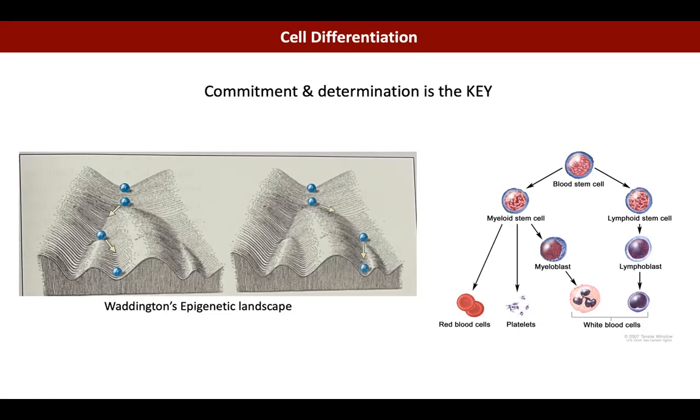So if we summarize Waddington's landscape, I would call it a developmental landscape. It basically has two implicit principles: that the cell fate choices are binary in nature, and they occur at these bifurcation points as development or differentiation proceeds.